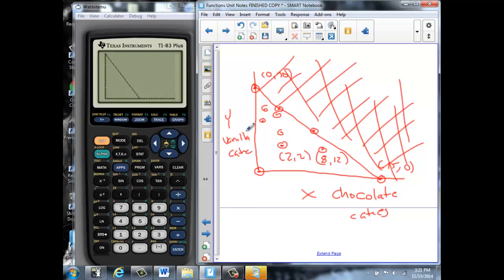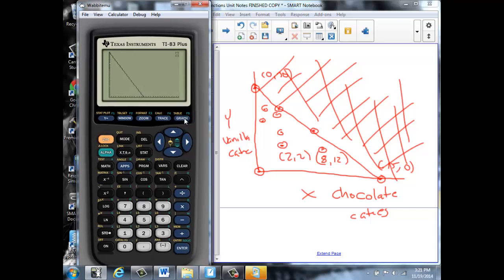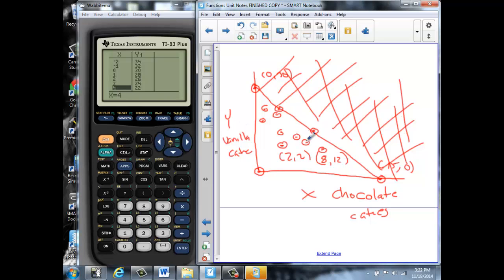Yeah, let's say that louder for everybody to hear. Anything that is on the line would be using all of your flour. And that's a valid possibility. For example, if I go to my table of values, you could do 0 chocolate, 30 vanilla, 1 chocolate, 28 vanilla, 2 and 26, 3 and 24, 4 and 22. These numbers would be using all of your flour. But you could do points in the middle here, which just means you have leftovers.